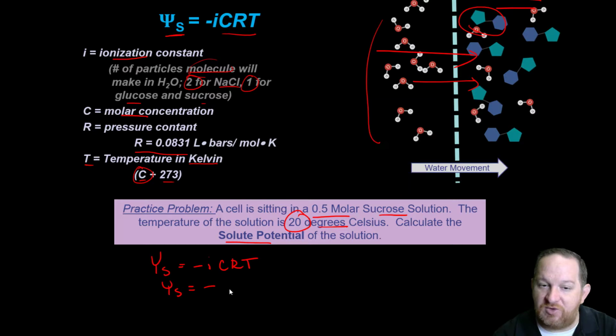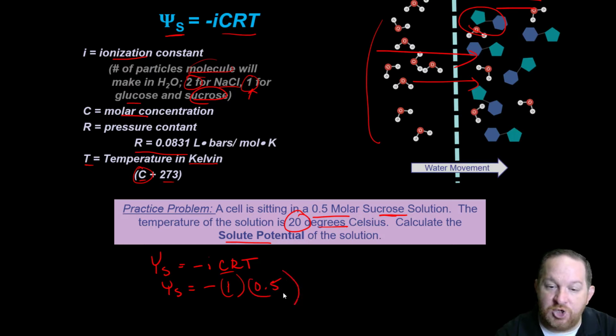Okay, did you get this figured out? Let's walk through it. So the solute potential is negative i, and we're talking about sucrose. So sucrose only goes to 1 molecule in water, so therefore that's a 1, so we got a negative 1 there. C is the molar concentration. Oh, they gave it to us, 0.5. So we got a 0.5 there. And you should be, of course, putting your units, right? 0.5 moles and all that stuff.